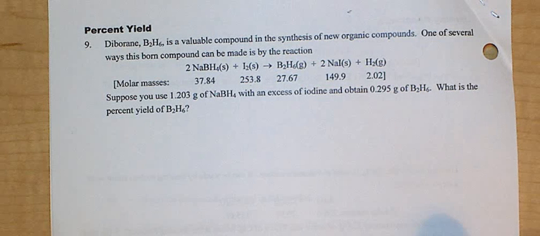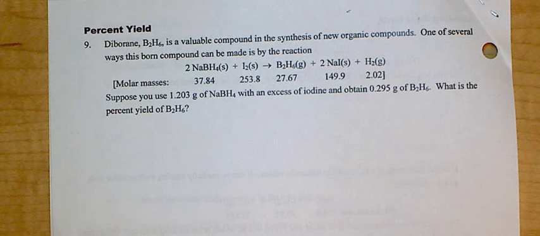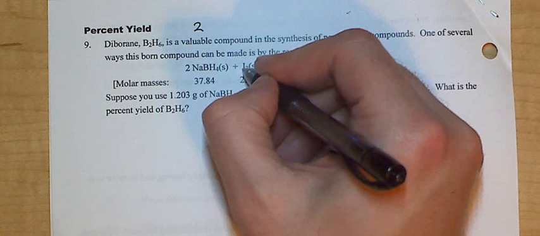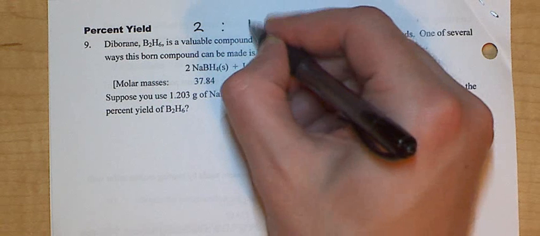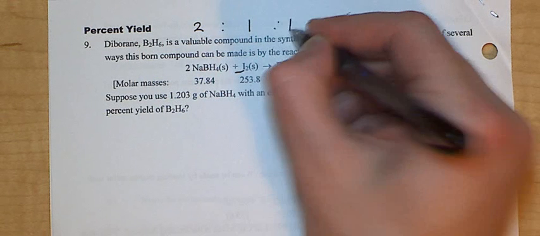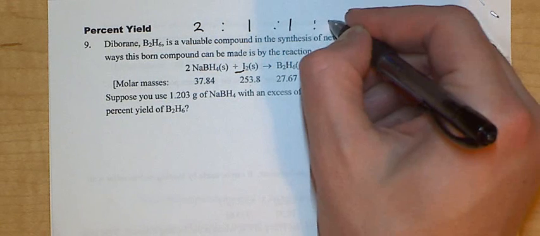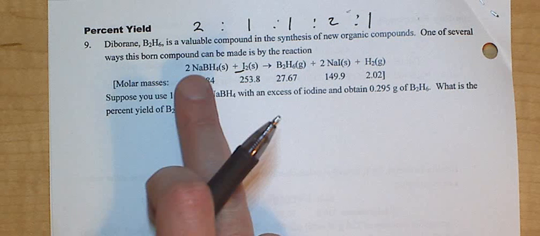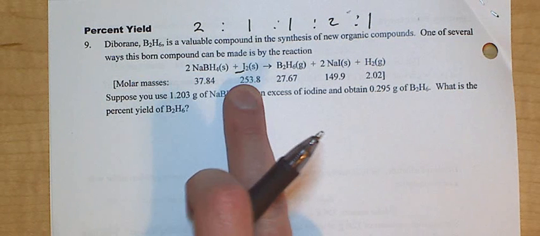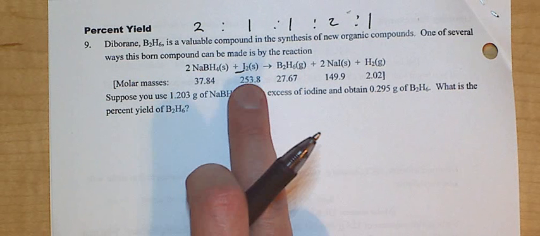Okay, let's take a look at limiting reactant product here. One thing I like to do whenever I look at anything that involves stoichiometry is to first look at what my ratios are. I do this by looking at my coefficients. So I've got 2 NaBH4 to every 1 I2, to every 1 B2H6, to every 2 NaI, and to every 1 H2. As I'm looking at these, what I want to know is that I'm going to have twice as much of this to react with the I2 to produce equal quantities of I2 to B2H6.